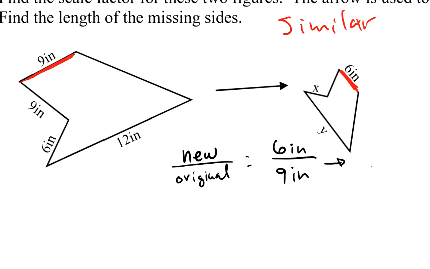And when I do that, it's interesting. This becomes a unitless number, right? Inches over inches is just a unitless number. So the scale factor doesn't have units itself. It is 6/9, and this also reduces to 2/3. I can divide each of these by 3. So my scale factor is 2/3.